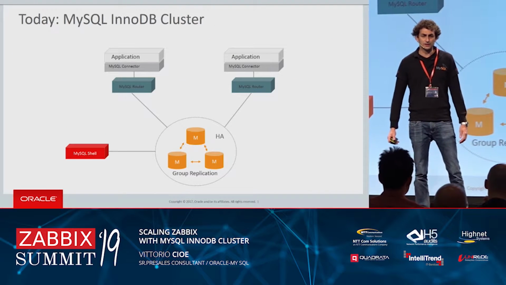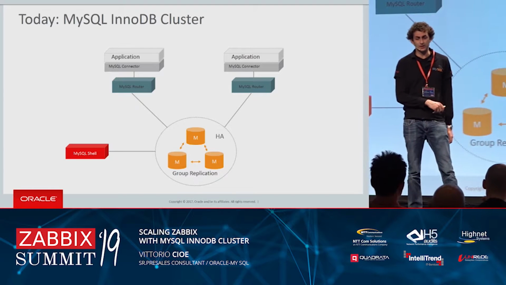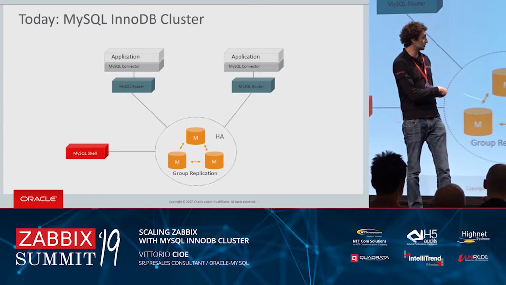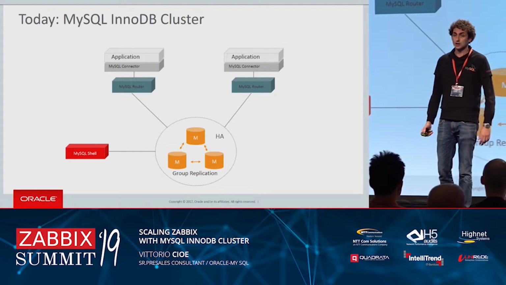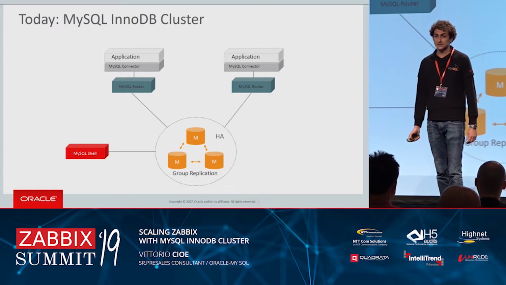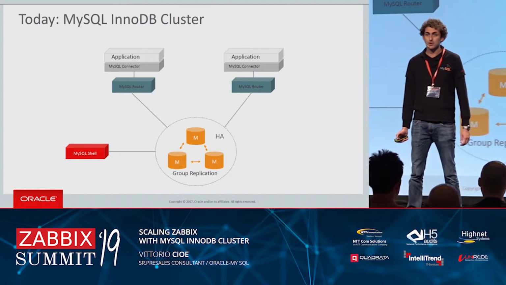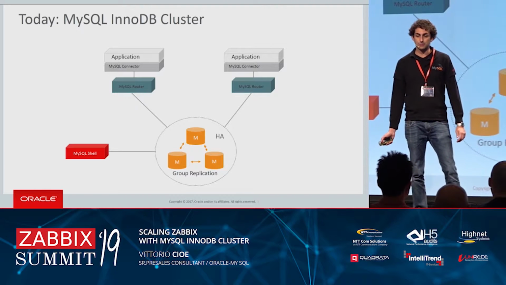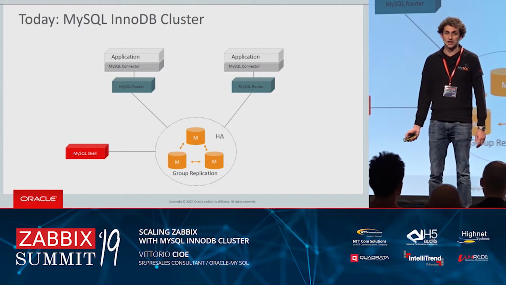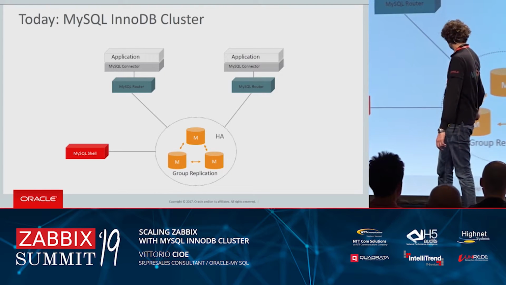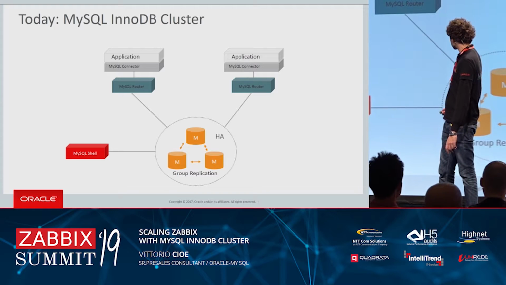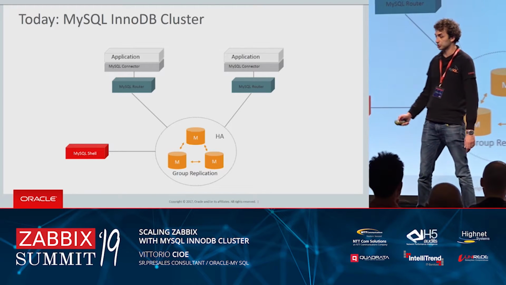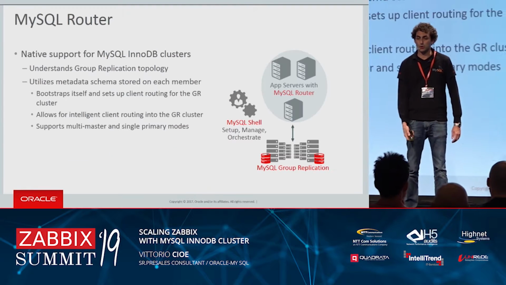This is exactly why InnoDB cluster was introduced in MySQL 5.7, a clustering system which addresses the challenges I have just discussed. It is composed of three main parts: the group replication, the MySQL Shell, and the MySQL Router. Let's see these components one by one.